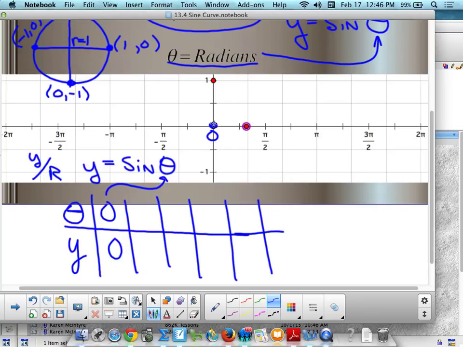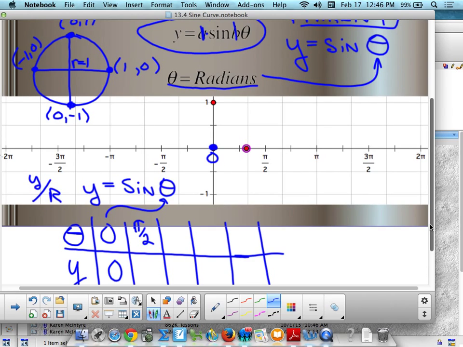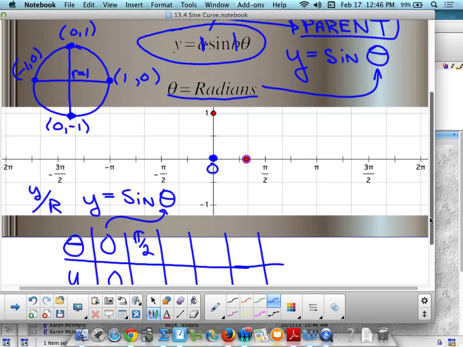So what's another easy one? Go to that one up there. What's that one? Half pi. Go to the 90, half pi. If you do half a pi, sine of half a pi is y over r. 1. So pi over 2, 1.